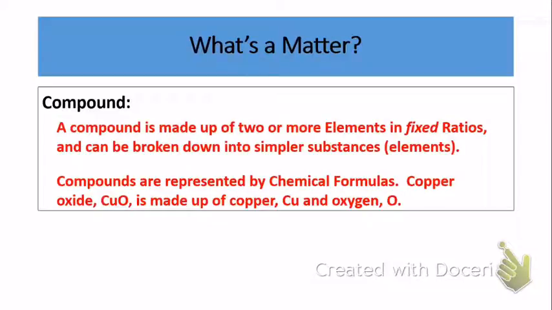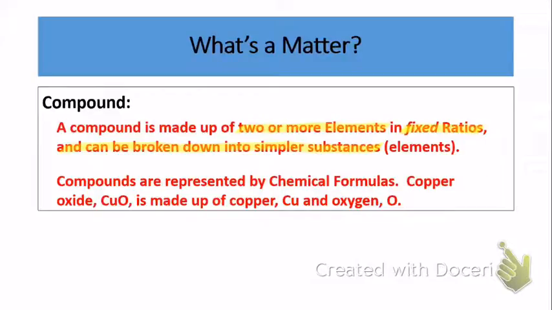All right, so let's go to compounds. What exactly is a compound? We define a compound as made up of two or more elements that are found in fixed ratios and can be broken down into simpler substances. In other words, a compound is made up of elements in a fixed ratio, but that compound can be broken down back into the simple elements that the compound is made up of.